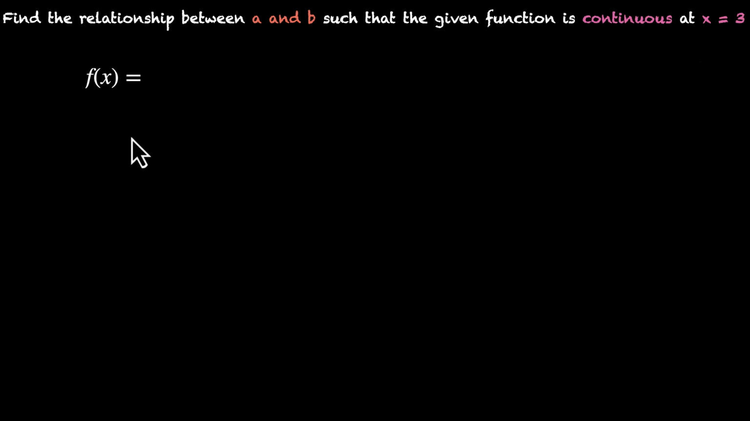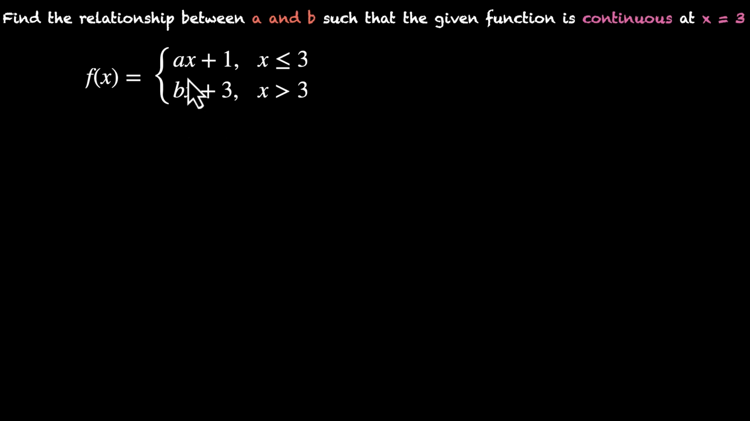Now we need to find some values of some variables. Here's the function. f(x) is equal to ax plus 1 when x is less than or equal to 3, and bx plus 3 when x is greater than 3. So this is a piecewise defined function defined in two parts. The first part is for x less than or equal to 3. The value here is ax plus 1. And the second part is for x greater than 3. And the value here is bx plus 3.